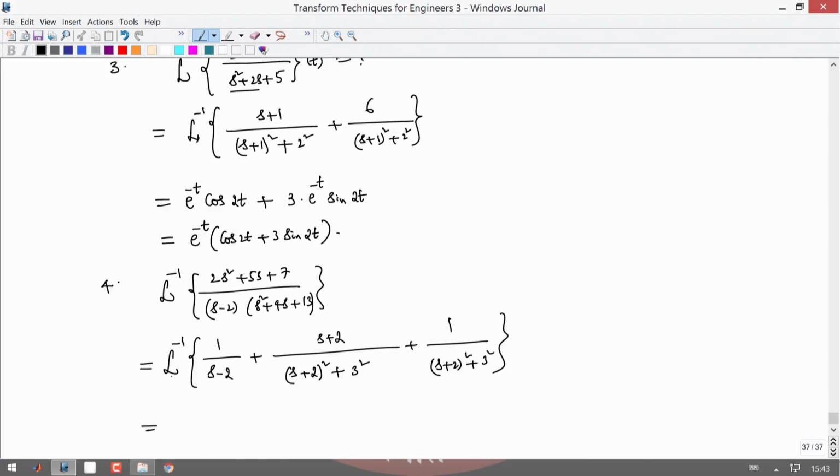So, this is equal to e power 2t for 1 by s minus 2, and this will give me e power minus 2t times cos 3t, where a is 3, cos a t. And here you need 3, so I multiply 1 by 3 and divide by 3. So, you have 1 by 3 times sin 3t times e power minus 2t, because of s plus 2. So, this is your inverse transform.